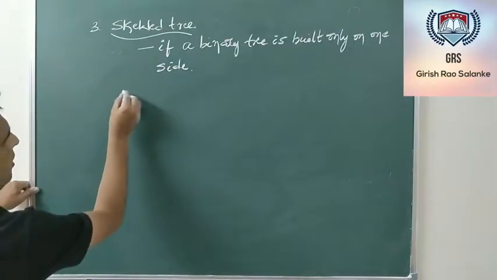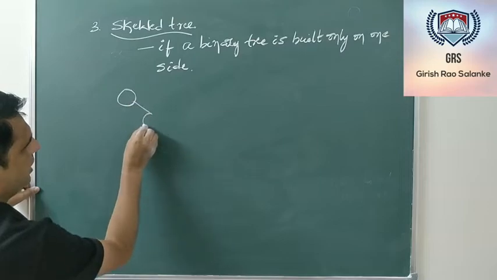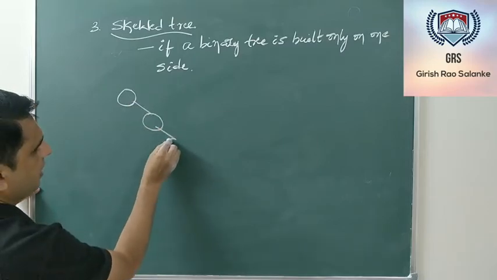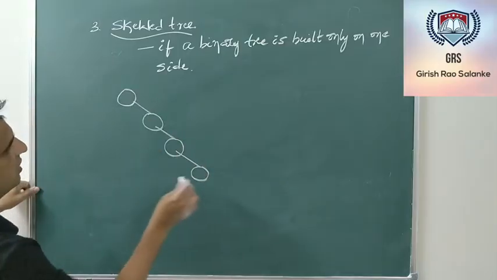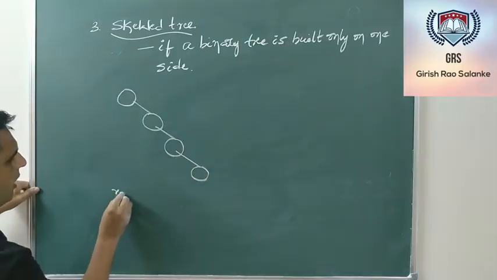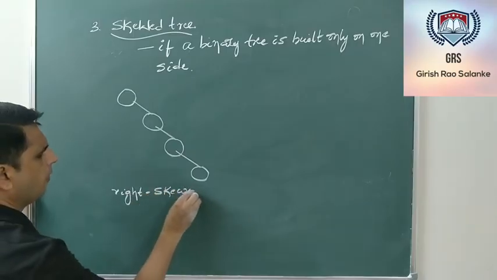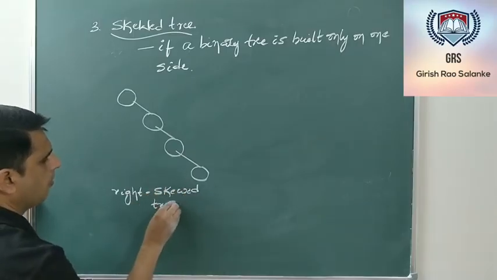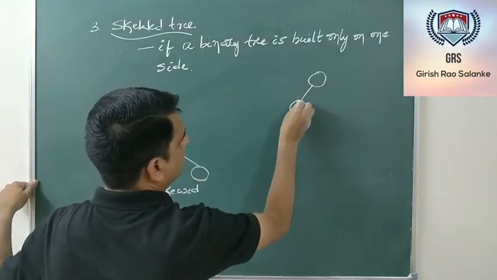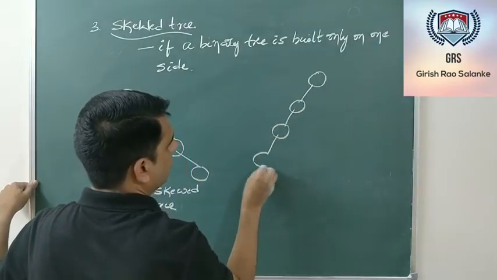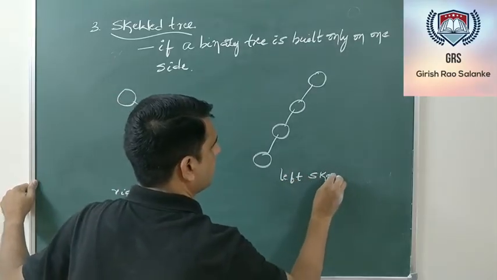Say for example, assume that this is my root node. I need to have a child, I will associate it to the right side. This has one more child to its right side. So this is the structure of a skewed tree. This is called the right skewed tree. Similar to the right skewed tree, if the tree is built on the left side, then this is called the left skewed tree.